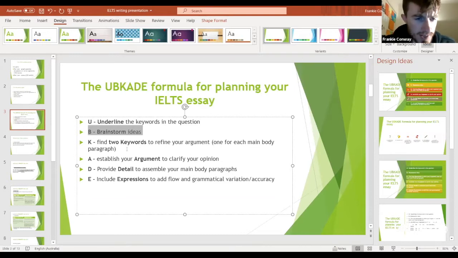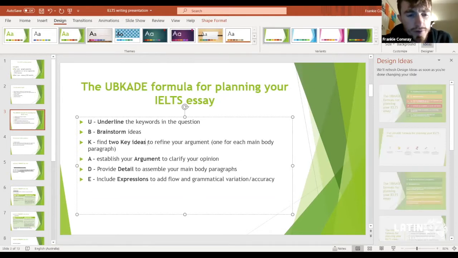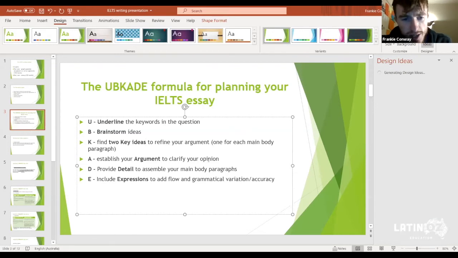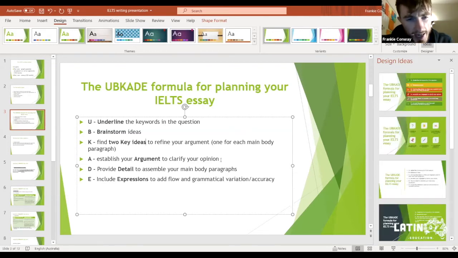Then from there, guys, the K, I would find 2 key words or 2 key ideas to refine your argument. So one for each main body paragraph. Then I would establish your argument to clarify your opinion. So in the discuss both sides question, guys, it asks you to give an opinion. So once you've established your ideas and you've actually refined it into 2 key points, you can think, okay, which side do I agree with more? Do I sit on the fence? Where do I sit in relation to the question?